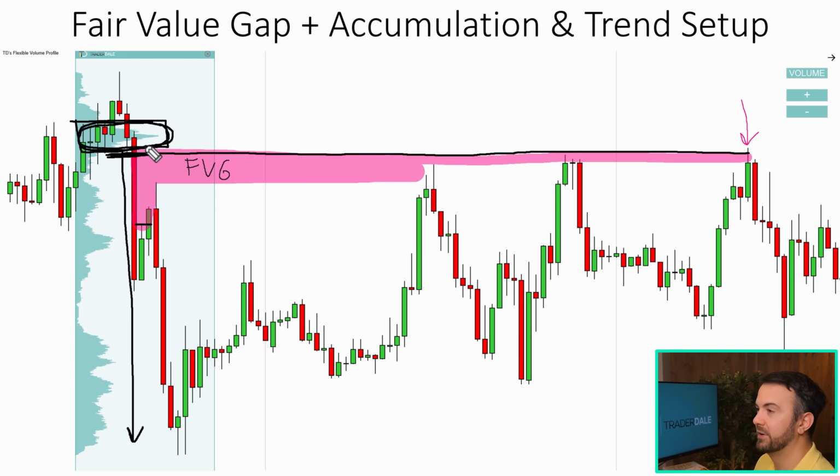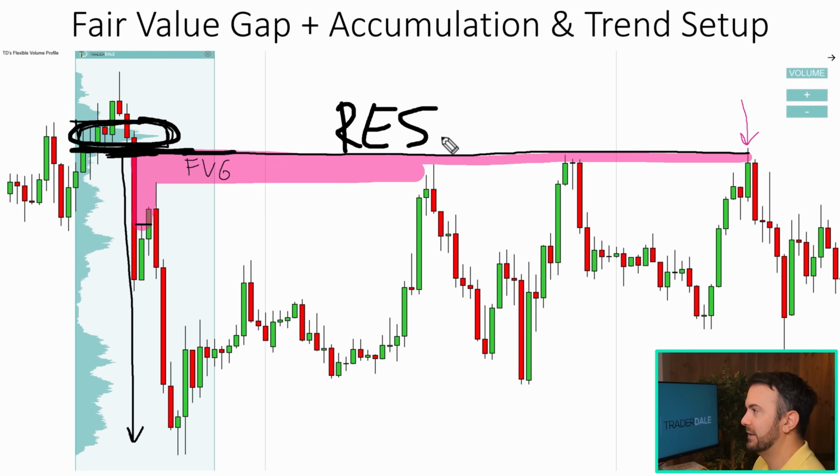This is very, very important. The beginning of the heavy volume zone needs to be at the same level. It needs to align with the beginning of the fair value gap, like in this case. And when they align, that represents a strong level. In this case, a strong resistance.